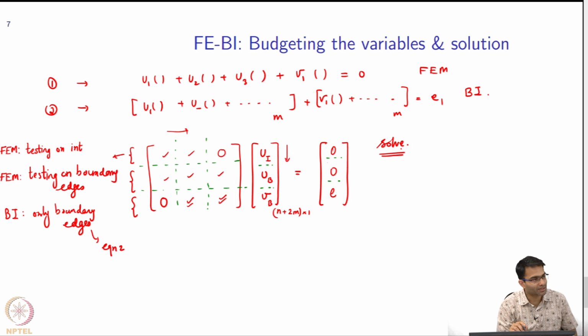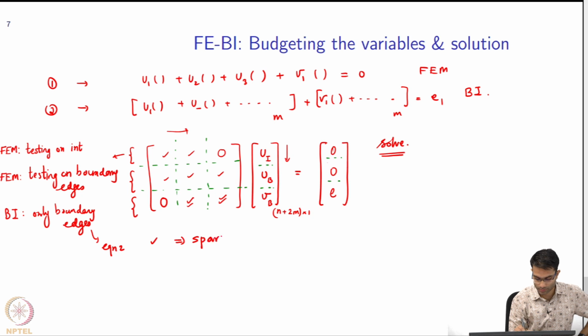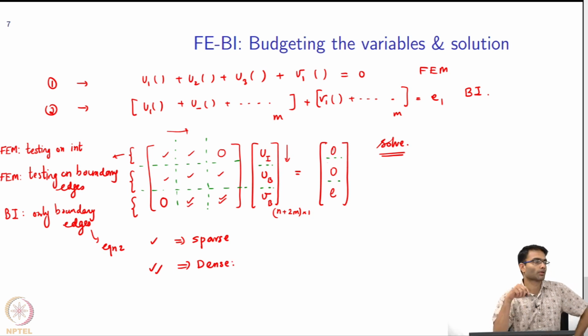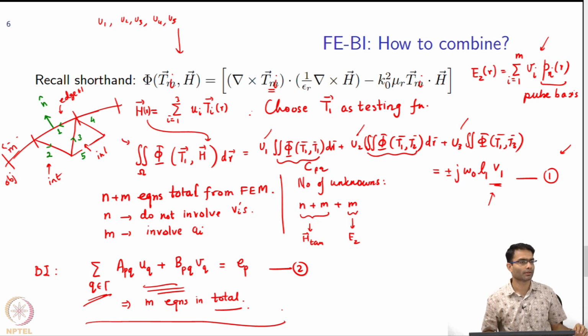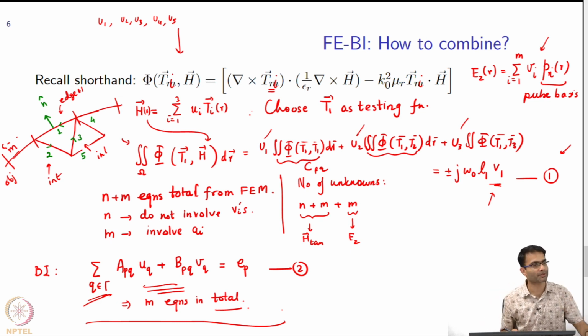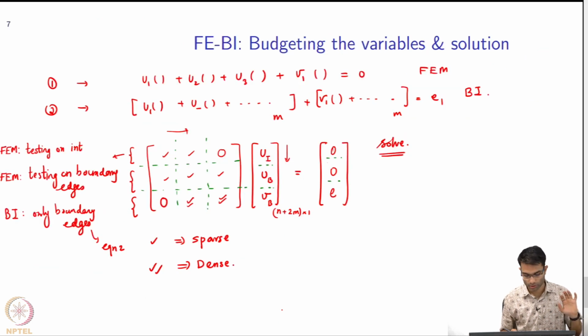Notice I have put a single tick on some boxes and a double tick on another box. What might be the reason? What does a single tick imply? From FEM, but a little bit more. What will be the nature of those equations? Sparse, right. So single tick is sparse, double tick is going to be dense, because in my equation 2 every edge is involved in everything. That was the case in the surface integral, every edge was involved, that is why my system of equations was dense.